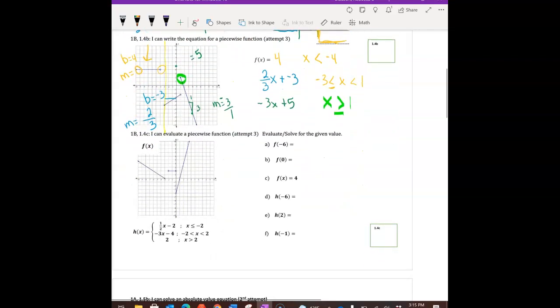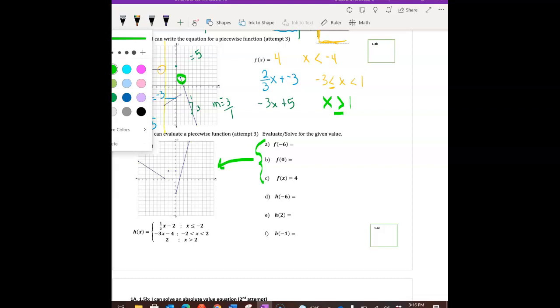All right, next one, 1.4c. You can evaluate a piecewise function. Just a reminder, all of the f functions go with the picture, and all of the h functions are going to go with the equation. So first I'm going to start with the picture, and just remember, I will give you a direction to go up or down. Once you go up or down, you need to look left and right to make sure you get all the answers, or if I tell you to go left or right, then you will have to look up and down to make sure you get all the y's.